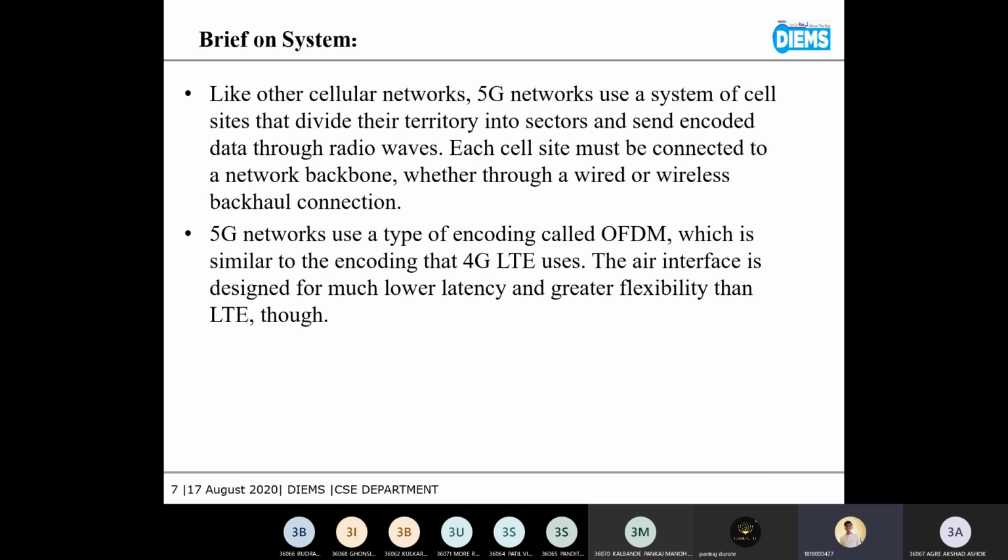5G network uses a type of encoder called OFDM, which is similar to the encoding 4G LTE uses. The air interface is designed for much lower latency and greater flexibility than LTE. So OFDM, orthogonal frequency division multiplexing. Multiplexing means the encoding of data will be faster, so the speed will also be greater than 4G, which LTE has used. OFDM will be more encoded, and then 5G will be automatically boosted.